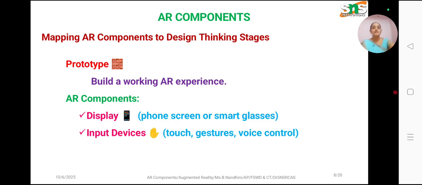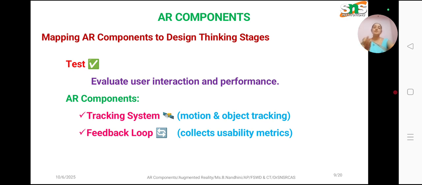So this is the fourth stage. And the last one is test. This is the evaluation of user interaction and performance. In this area we need two things: the tracking system and the feedback loop. The tracking system helps to track the motion and objects of AR. And the feedback loop is the most important thing. It helps to collect user feedback and usability metrics, and we can build many feature models.